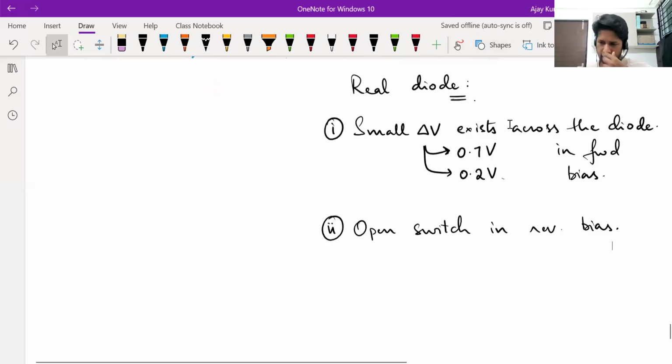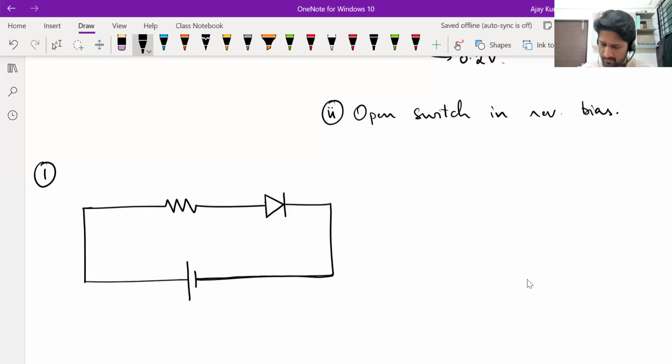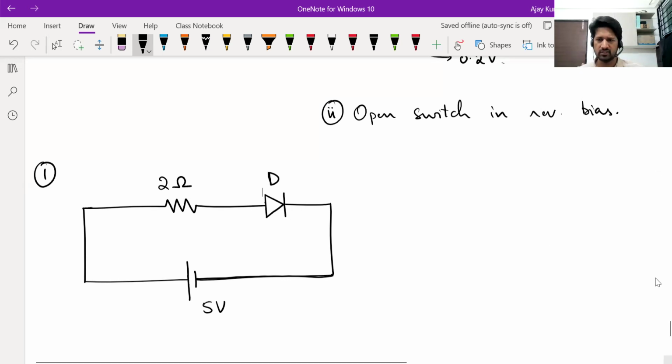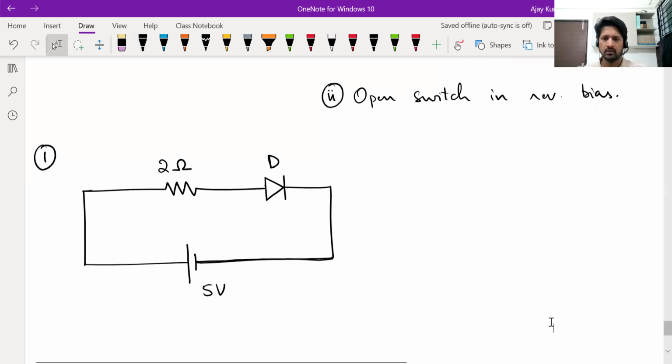Let's solve some problems based on this. Suppose this is a 5-volt battery and there is a 2 ohm resistance and a diode in this circuit. There's a single loop. Assume the diode is ideal. Okay, first case.